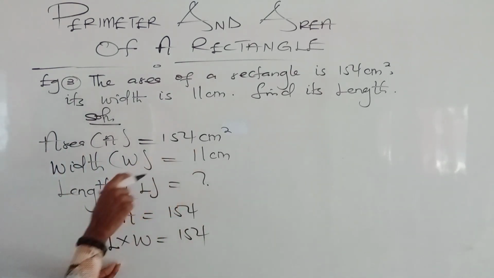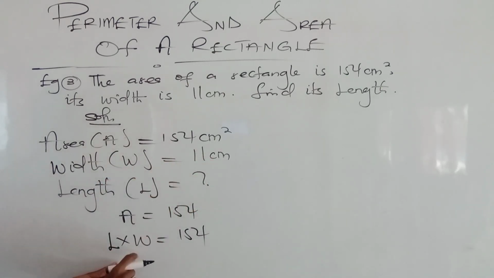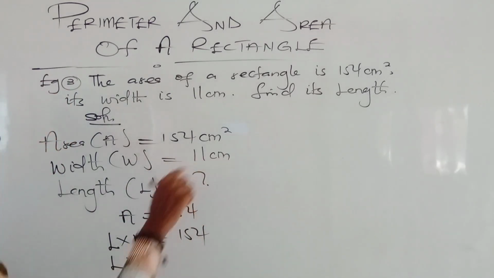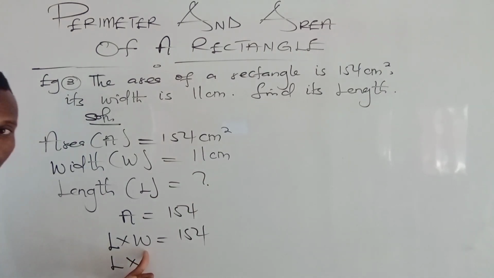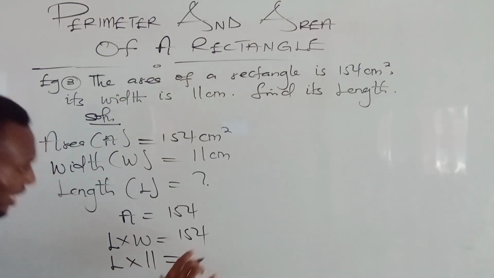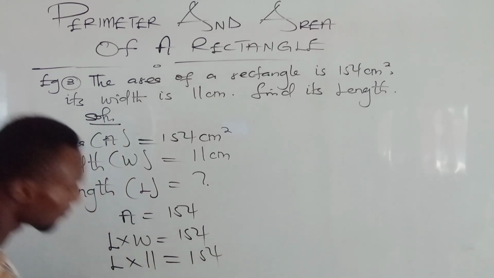Now we know the value for W. The W is the width, so we'll replace it. Write your length here, which you don't know. You are looking for the length, so repeat it. Times, for the value for the W, you know it. The W has been given to be 11 centimeters. So in place of the W, we can put its value there, which is 11. So we put 11 there equals to the 154.